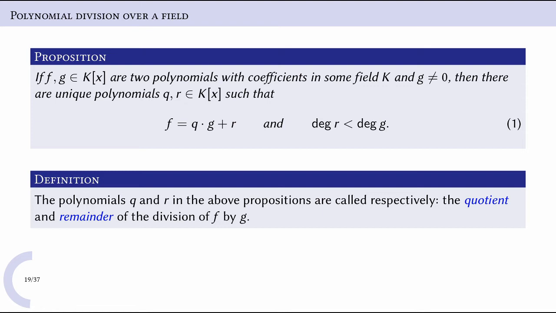So if we have two polynomials f and g with coefficients in some field, a field means that we have a well-defined division among the coefficients, and of course we assume that g is a non-zero polynomial, then there are unique polynomials q and r such that f is q times g plus r, and the degree of r is lower than the degree of g. The polynomials q and r are called the quotient and remainder respectively. Let me now prove this theorem.